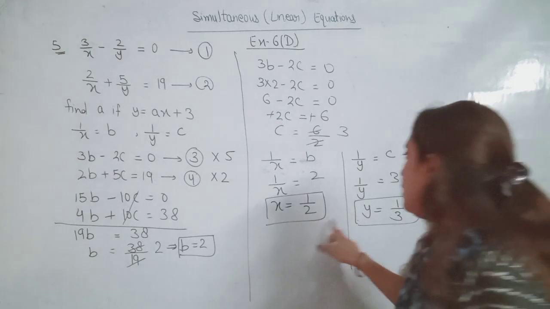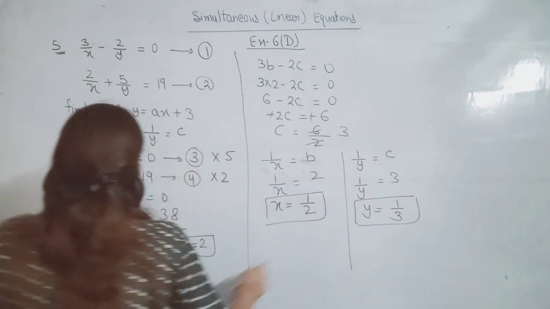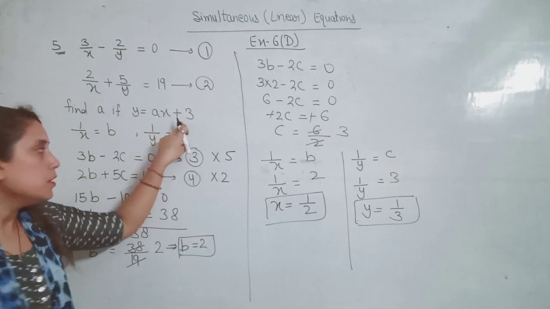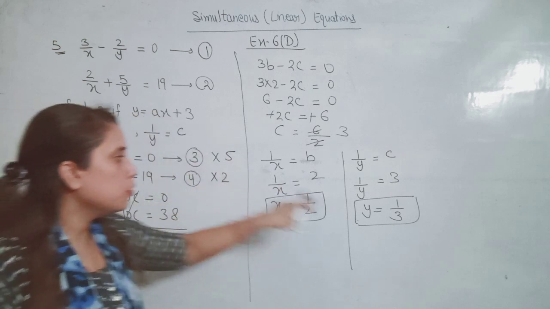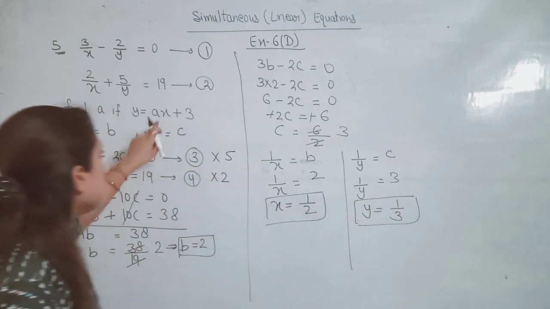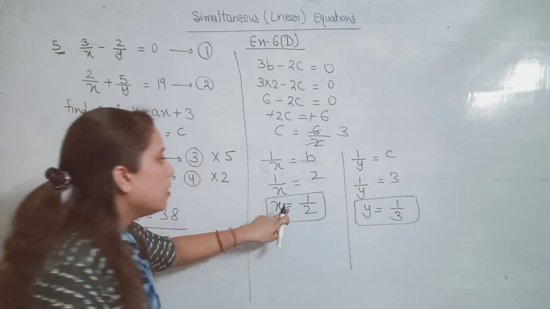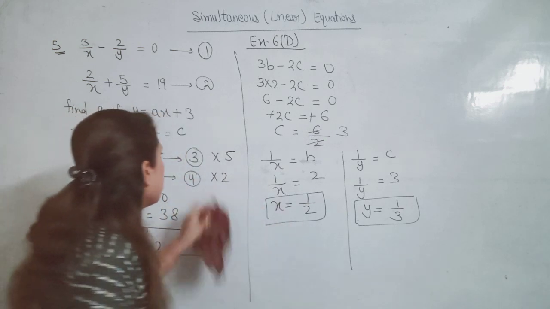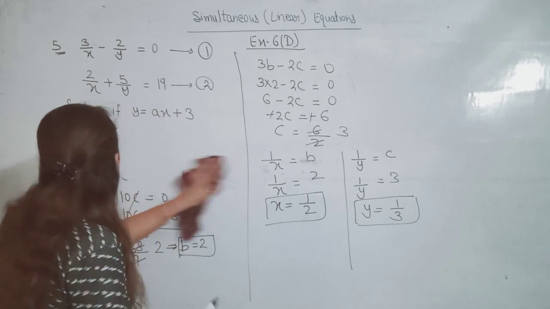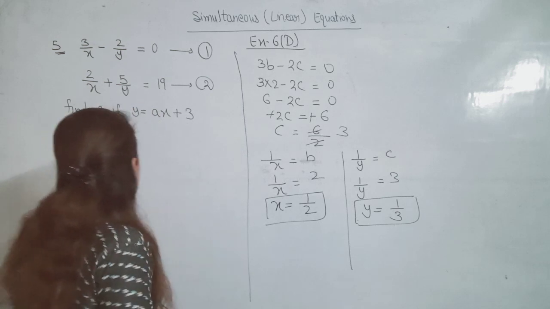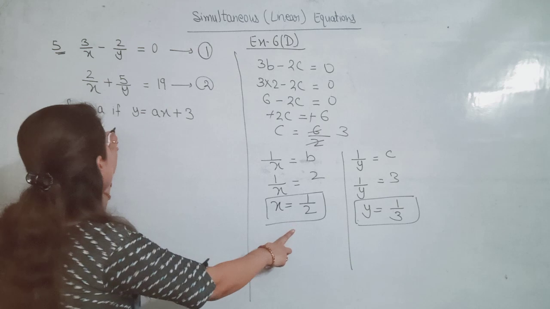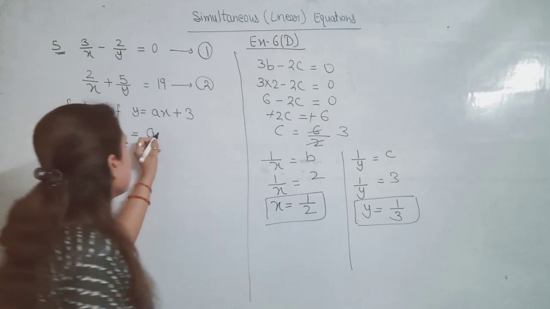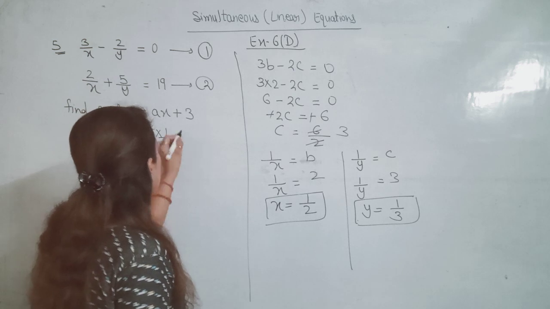After finding the value of x and y, the question says find the value of a if y = ax + 3. So in place of y we can put 1/3, and in place of x we will put 1/2. We have already found the value of x and y. So let's put the values of x and y: 1/3 = a times 1/2 plus 3.